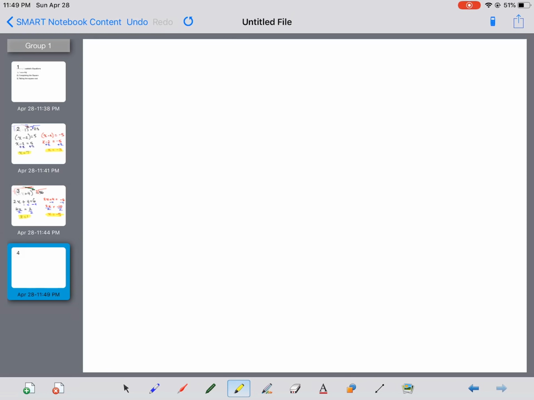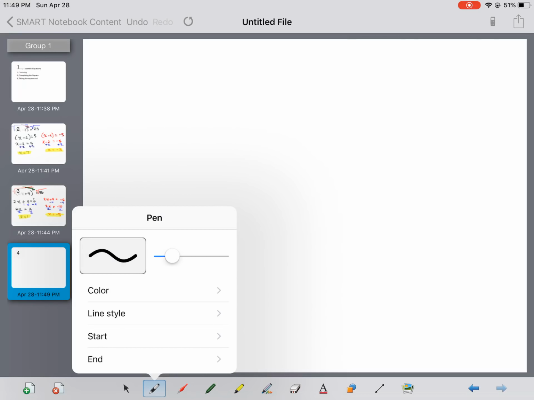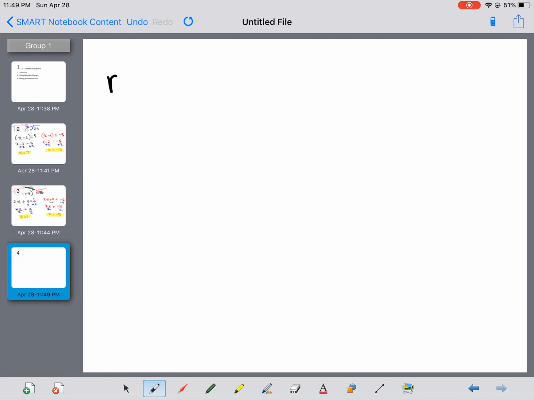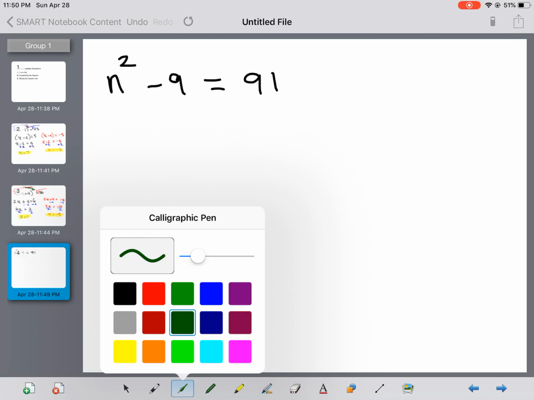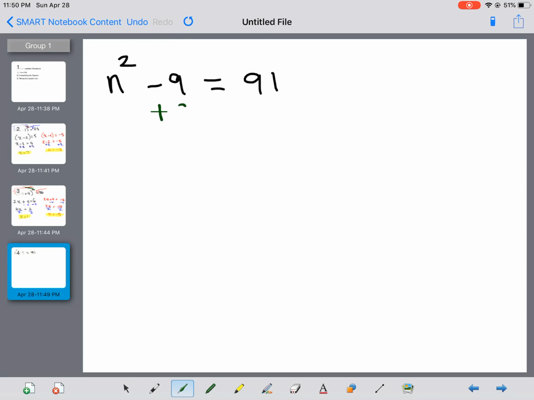Let's look at some more quadratic equations that can be solved by taking the square root of both sides. So let's look at our first equation. Let's say we have n squared minus 9 equals 91. So we want to get n squared alone so that we could take the square root of both sides. So let's begin by adding 9 to both sides, because now we have n squared equals 100.